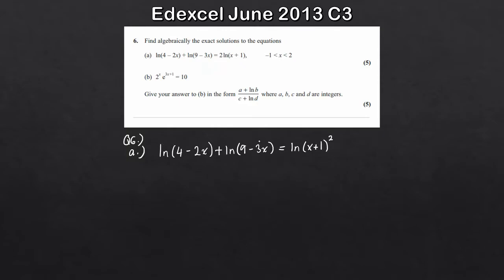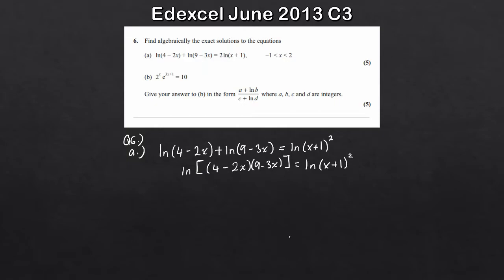The next law of logarithms that I can use is the product rule. So we can write this as a single logarithm as a product. So because we're adding them, we can write that as the natural logarithm of 4 minus 2x times 9 minus 3x. And that's still all equal to this right hand side here, ln of x plus 1 all squared.